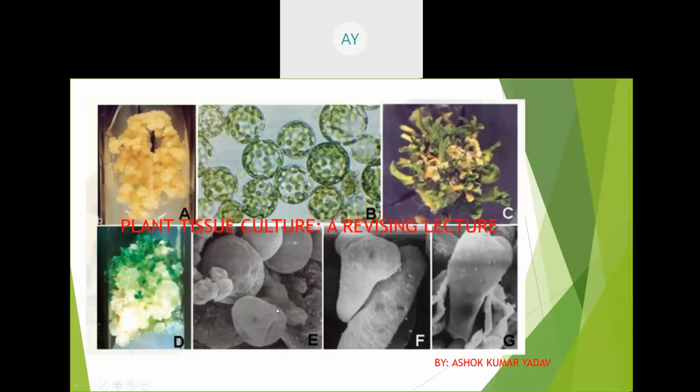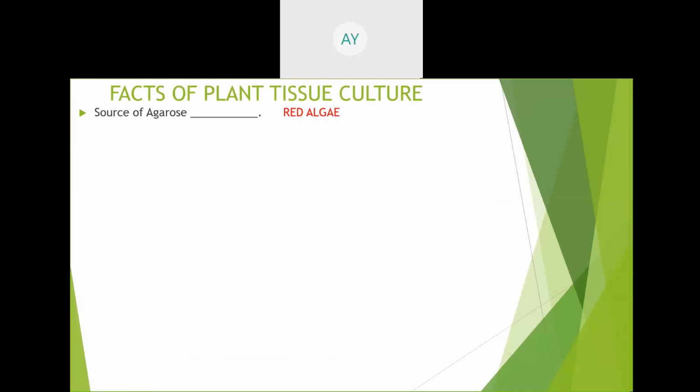ग्लोबुलर स्टेज, ठीक है ना? देन हार्ट शेप स्टेज, देन टॉर्पेडो स्टेज. ये हम पहले भी डिस्कस कर चुके हैं. ठीक है. तो आप बताइए, रेड एल्गी एग्रोज का क्या सोर्स है? What is the source of agarose? रेड एल्गी.